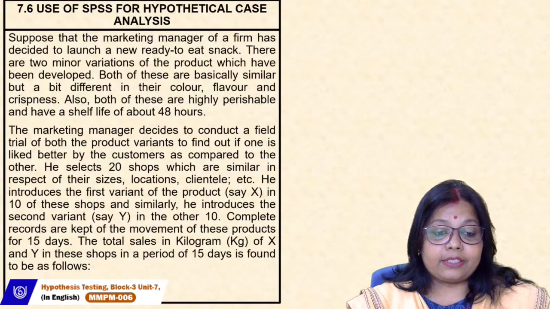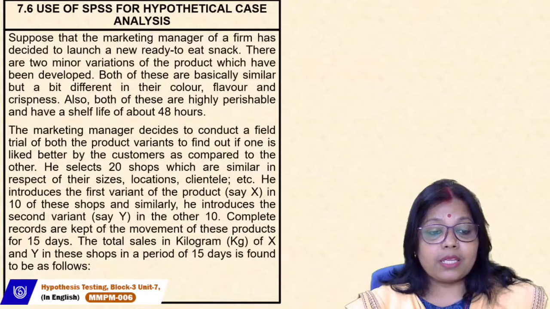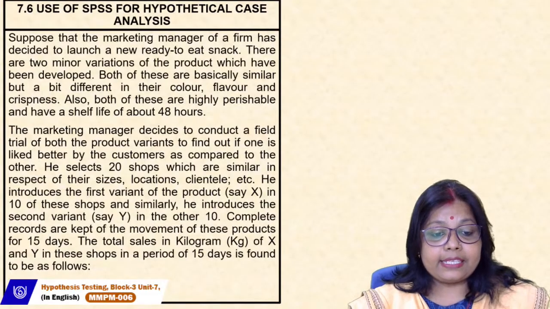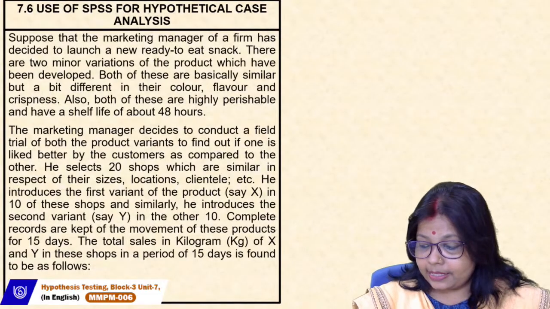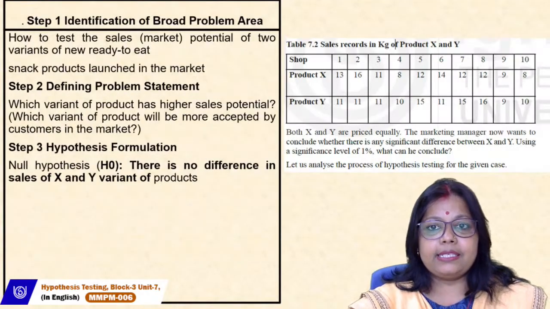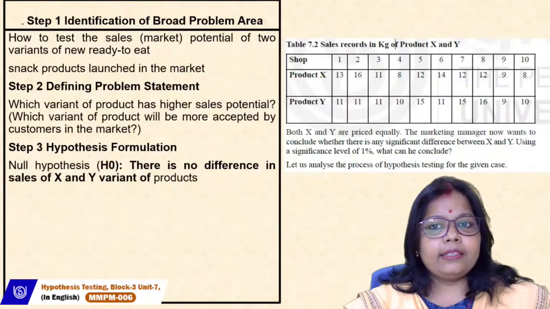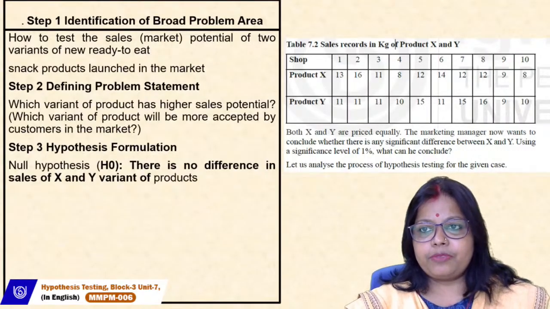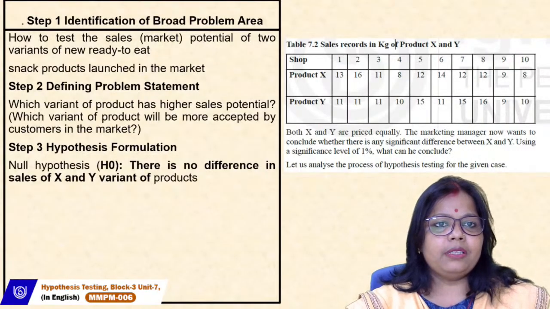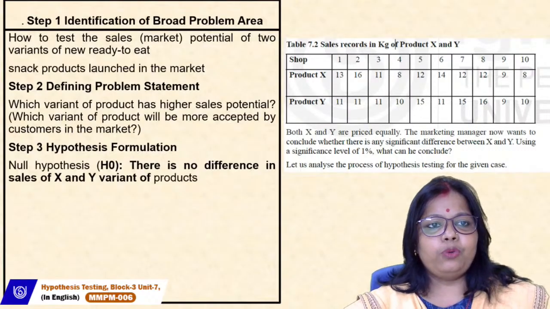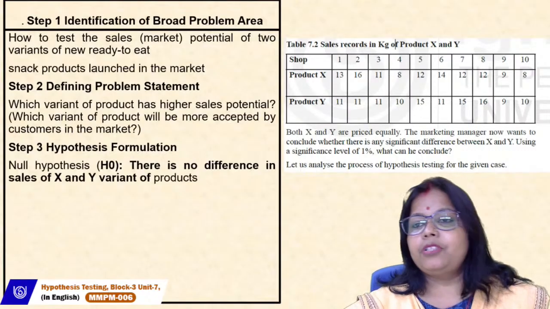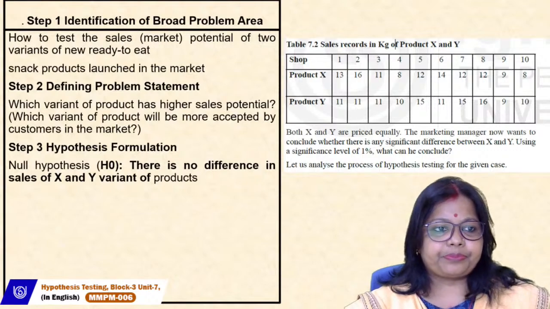After that, the total sales in kilograms of X and Y in these shops are recorded. That data has been given here. We can see it in Table 7.2. So what we will do here, now the first step of testing this hypothesis: we frame the broad problem area. How to test the sales market potential of the two variants with this data.